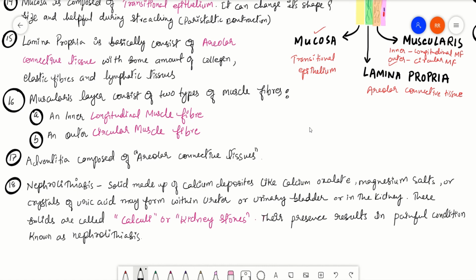And with this, we have completed the topic structure and function of the ureter.